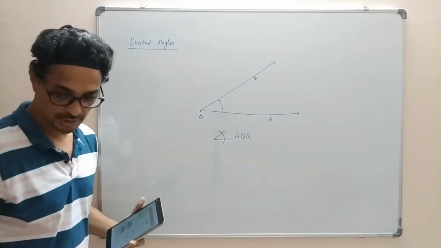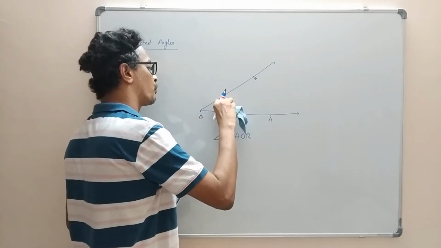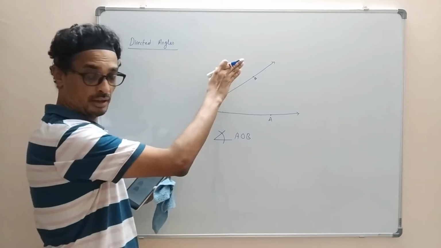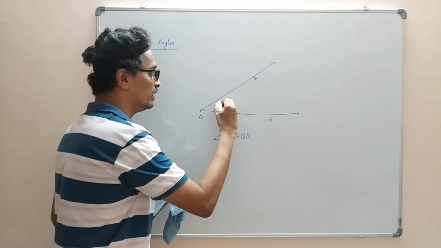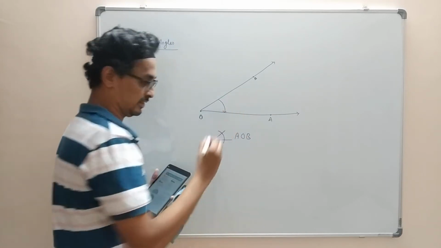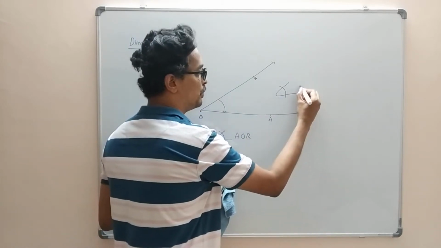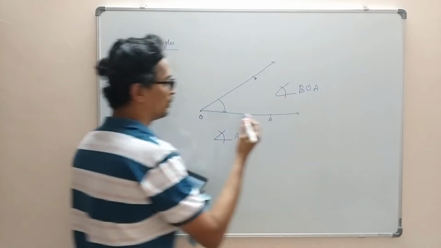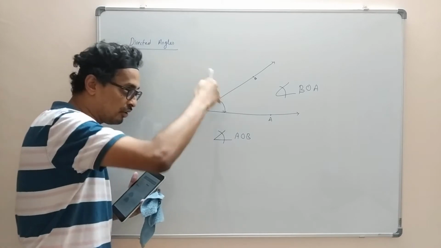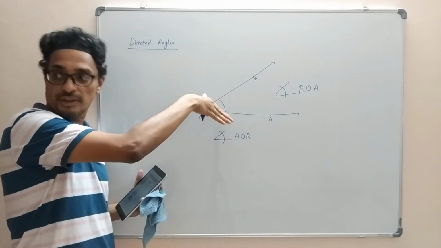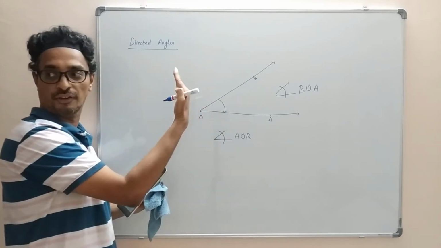Now I can always define the other way also. Suppose OB is my original ray, and if I rotate OB into a new position which is along OA, then the directed angle will be in the opposite direction. So in this case, your directed angle will be what? BOA. So from here you can see, when the rotation is along the clockwise direction, we define it as a negative angle, and when it is in the anti-clockwise direction, we define it as a positive angle.